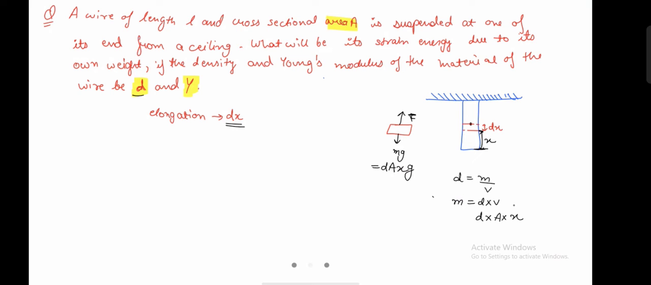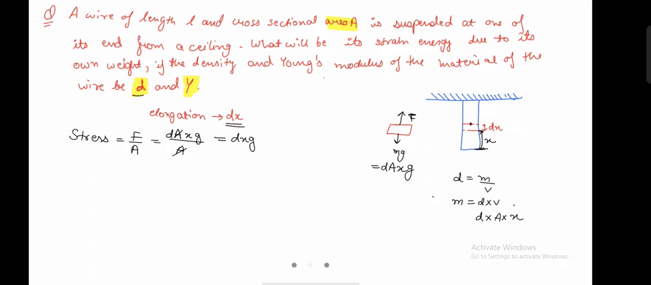Now let's come to the formulas which we know. We know one thing, that stress is equal to force upon area. We have studied this. Now, if I talk about force in this case, then what is the value for force? As I have already told you, this force is equal to d × a × x × g. So what is the value for stress then? A gets cancelled out, so it will be dxg.